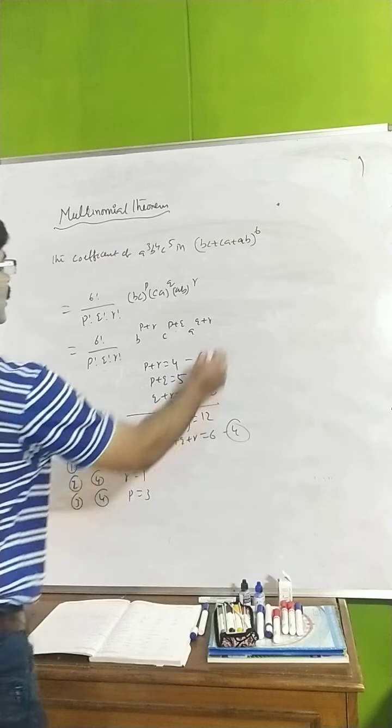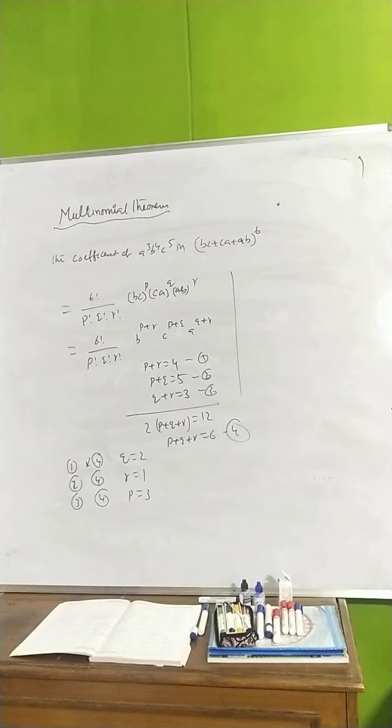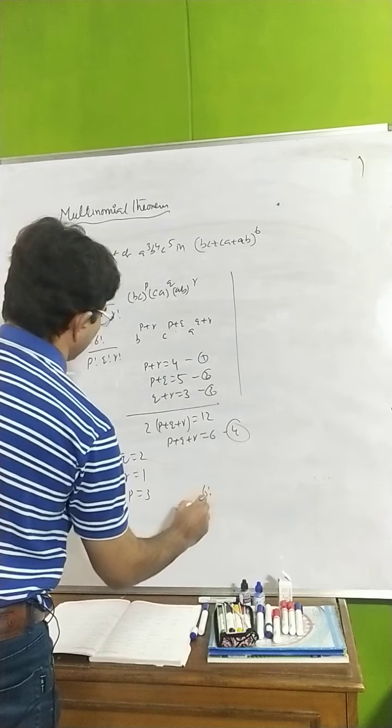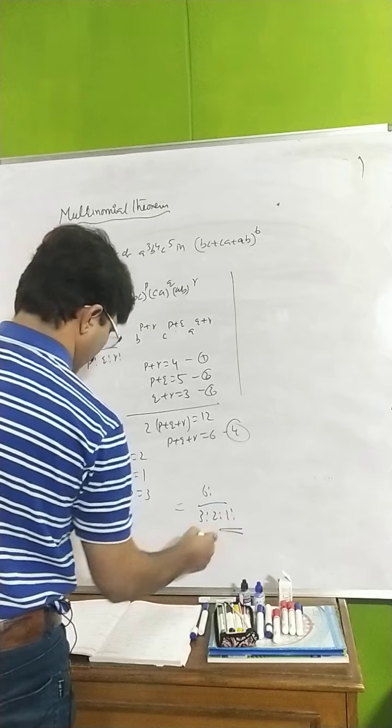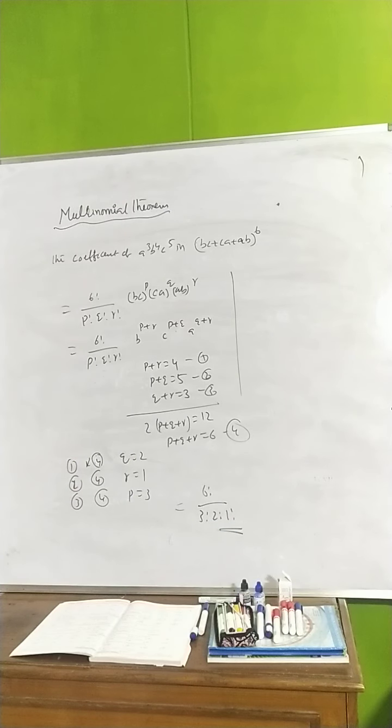Now what is the coefficient? You can write the coefficient here now. After getting this one, we can write the coefficient. It is very clear for us. See here, it can be written as 6 factorial divided by 3 factorial, 2 factorial, 1 factorial. Like this we are going to solve the question.